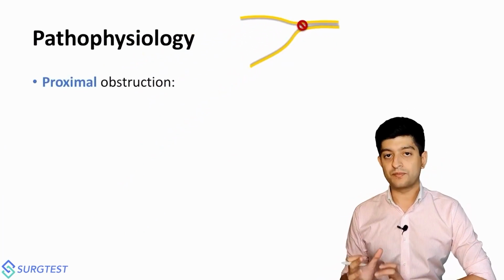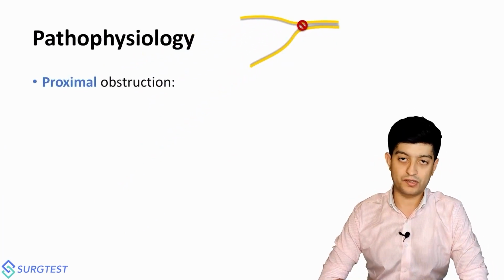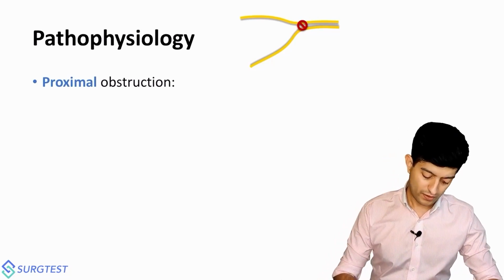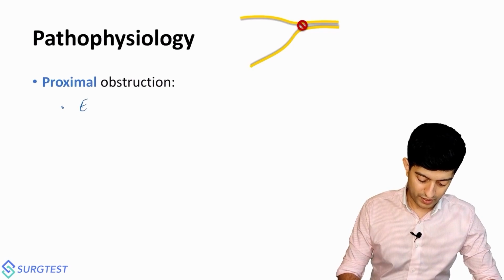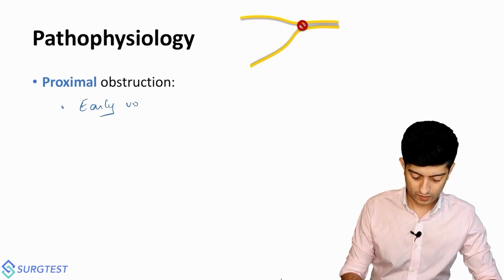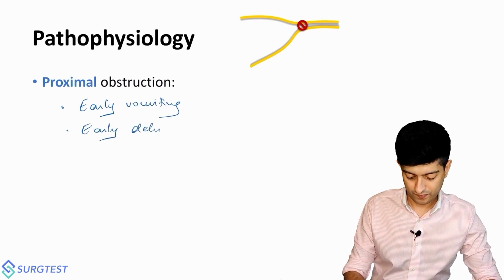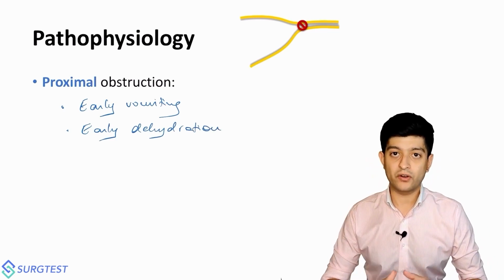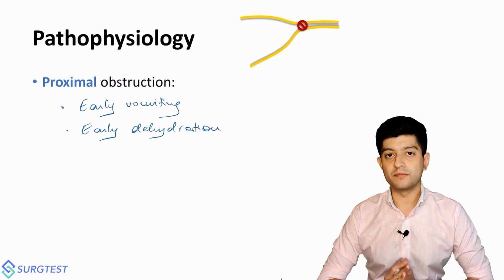Let's quickly talk about proximal versus distal obstructions. When the level of obstruction is very proximal, you're going to have early vomiting and early dehydration. The abdominal distension will actually not be occurring. Think about it for a minute.